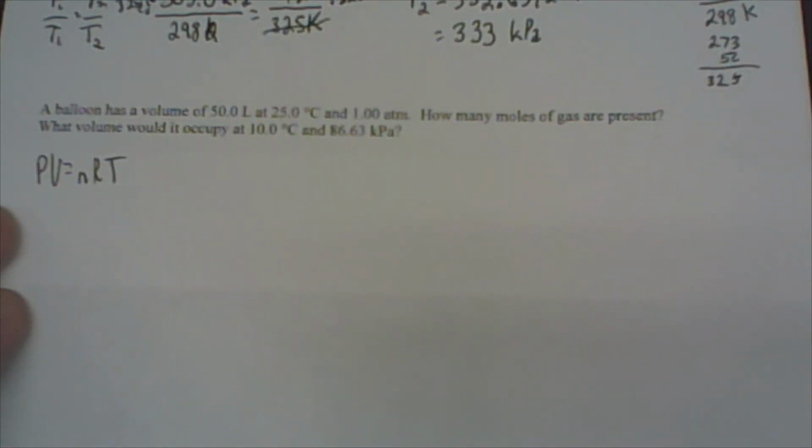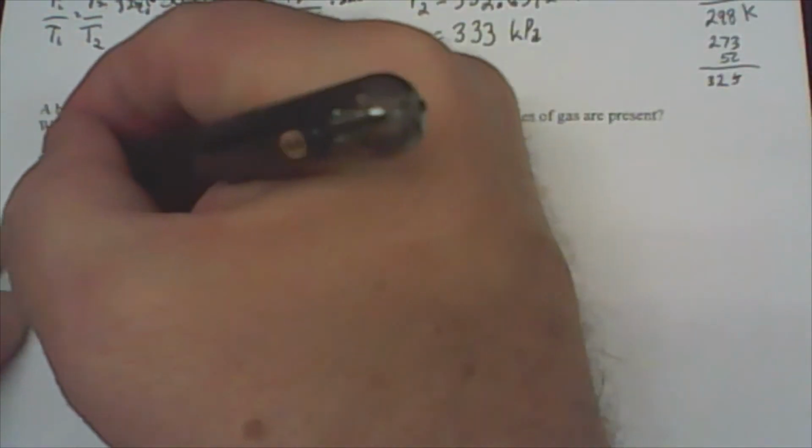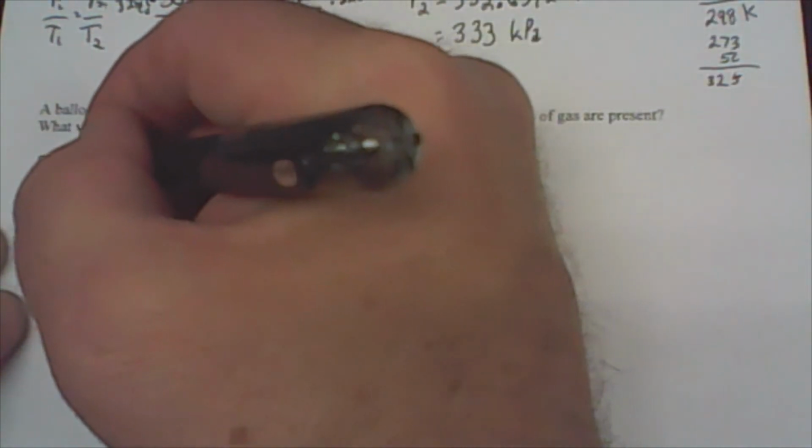I'm looking for a number of moles. I could rearrange this ahead of time, or I could fill it in and then rearrange. Again, I like rearranging if I know what I'm looking for. I know I'm looking for n. How do I get rid of RT on this side? Gotta divide. That means I divide on this side. RT cancels out, and I've got PV over RT equals n.